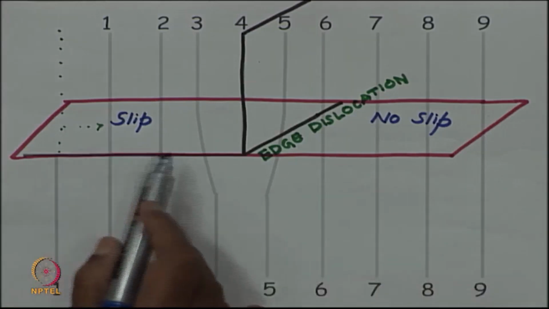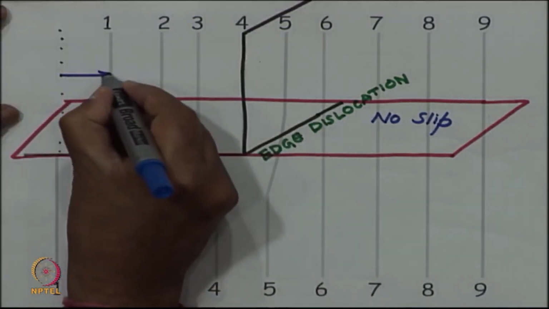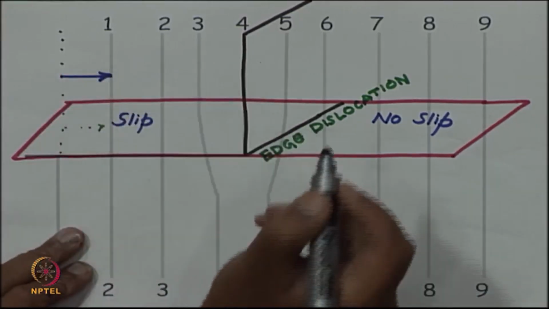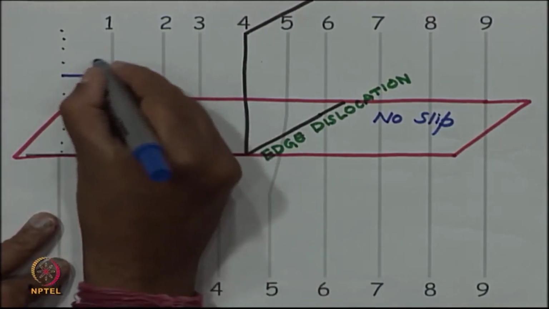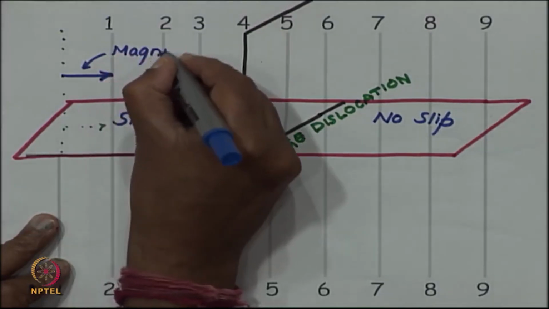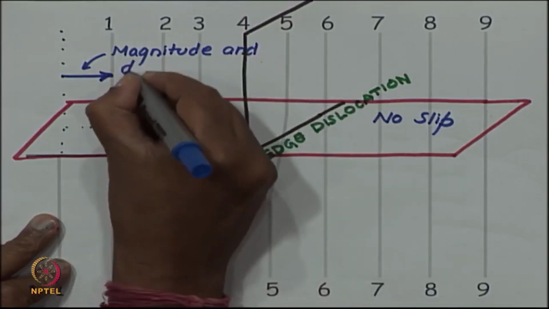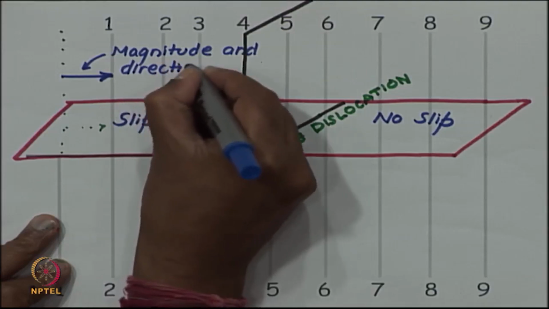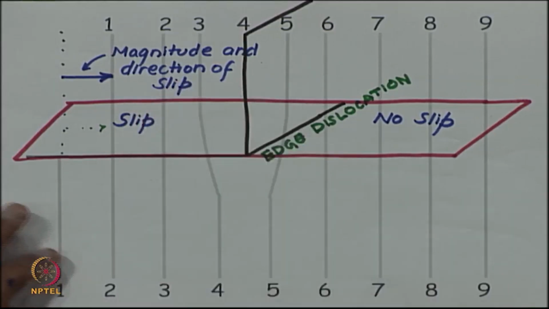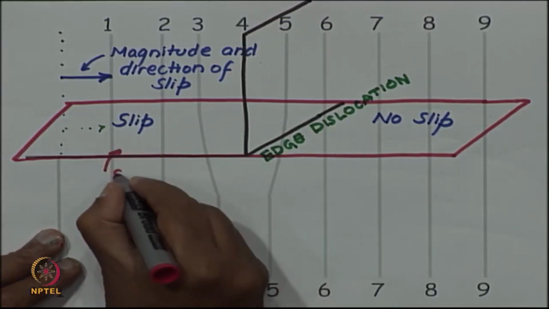So, on the slip side I made a cut and every plane was made to slip by an amount equal to the interplanar spacing. So, this is the magnitude and direction of slip. And this plane, the red plane, I will give the name slip plane.